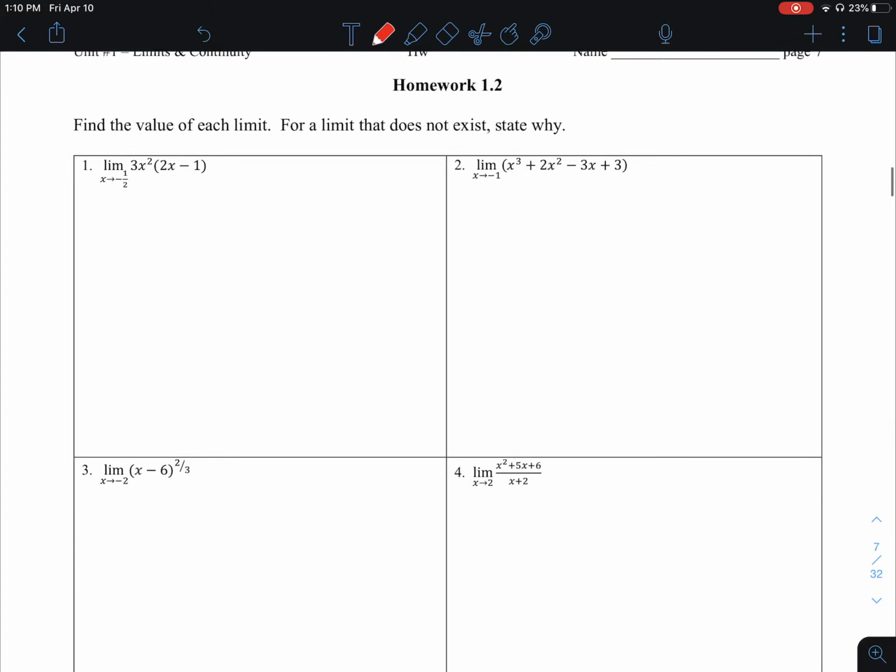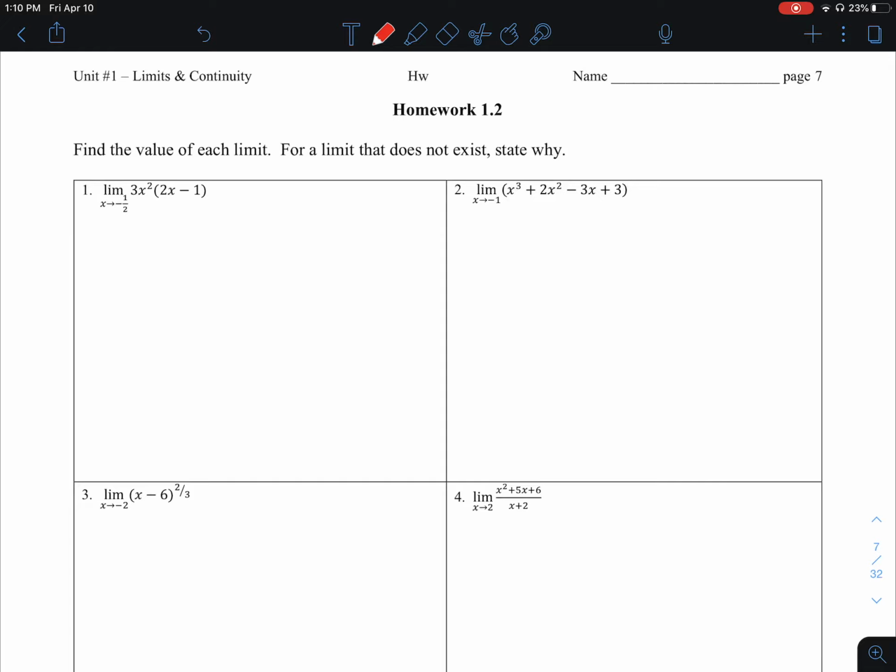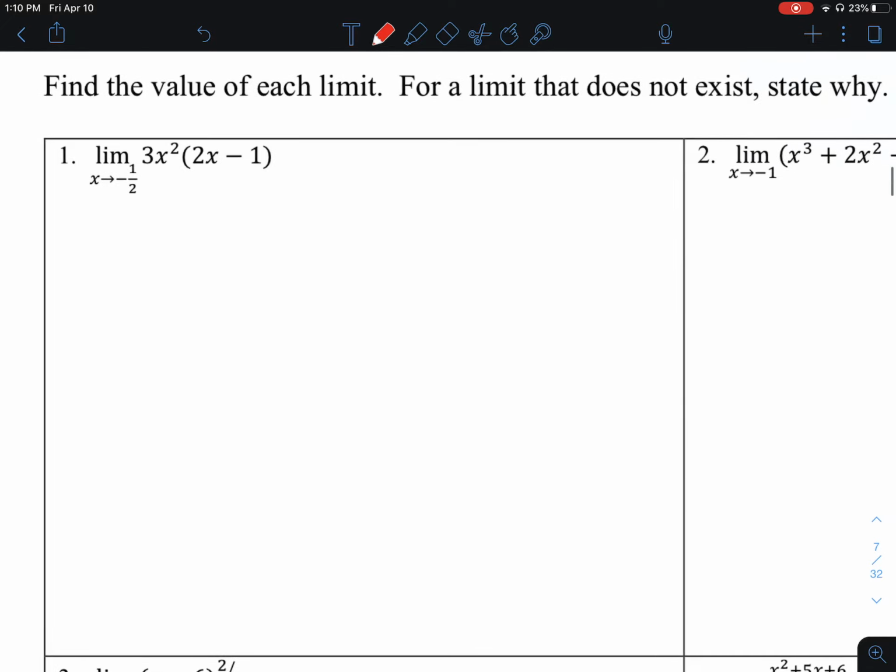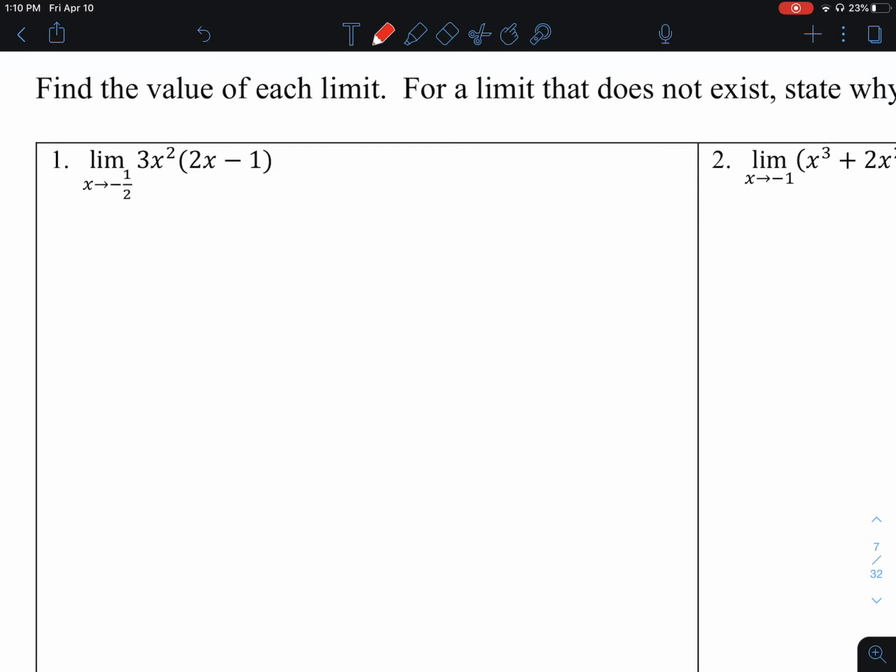AP Calculus, Homework 1.2. Find the limit of each value. If a limit doesn't exist, state why it doesn't. So number one, we can use direct substitution for this and get 3 times negative 1/2 squared times 2 times negative 1/2 minus 1.